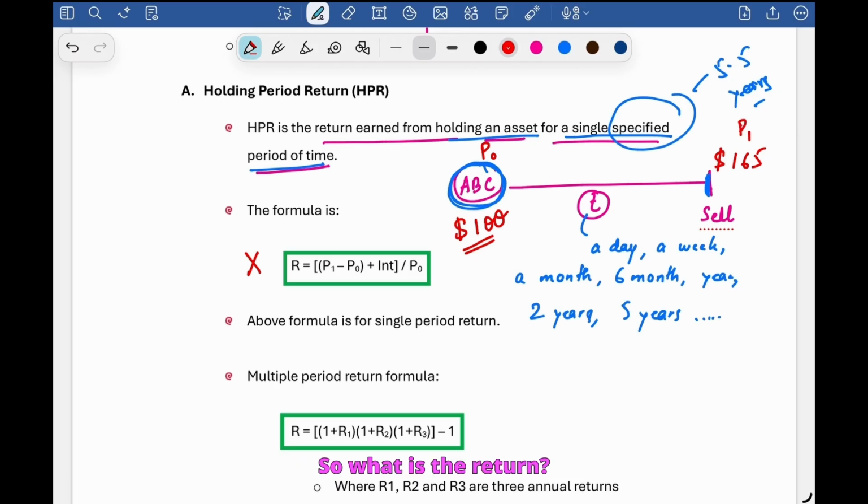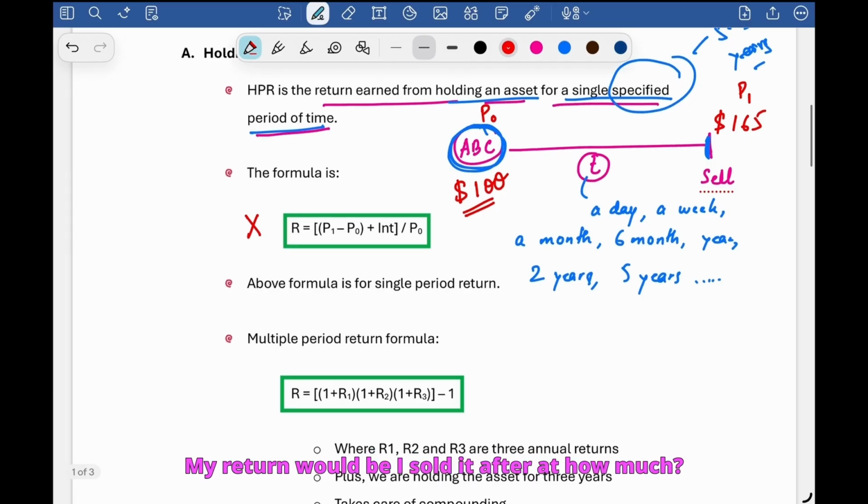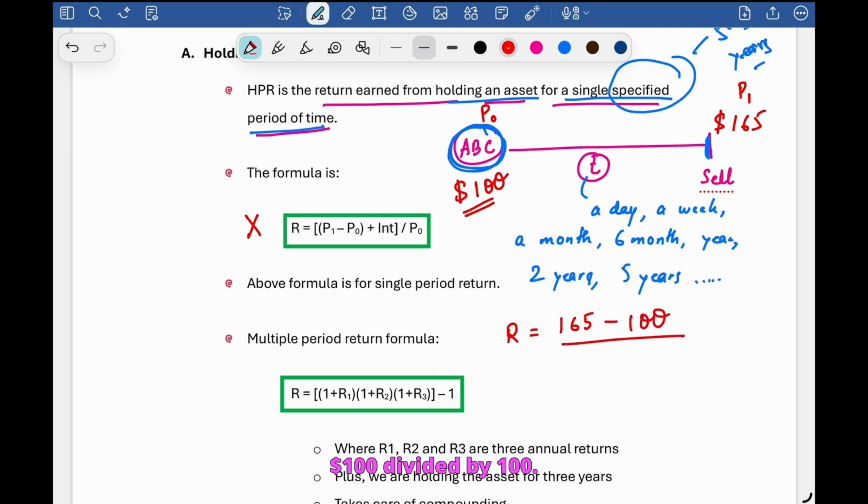So what is the return? My return would be: I sold it at how much? 165. And how much did I buy it for? $100. Divided by 100. This is the basic mathematics.